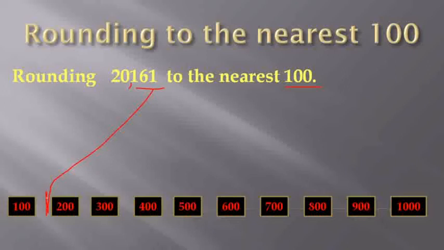Now whether to round up this number or to round down this number, we check the digit written at tens place. So 6 is at tens place, and you know that this 6 is greater than 5. So we will round up this number. We will convert this 161 to 200. So our answer will be 20,200. Okay, I am moving towards the next example.